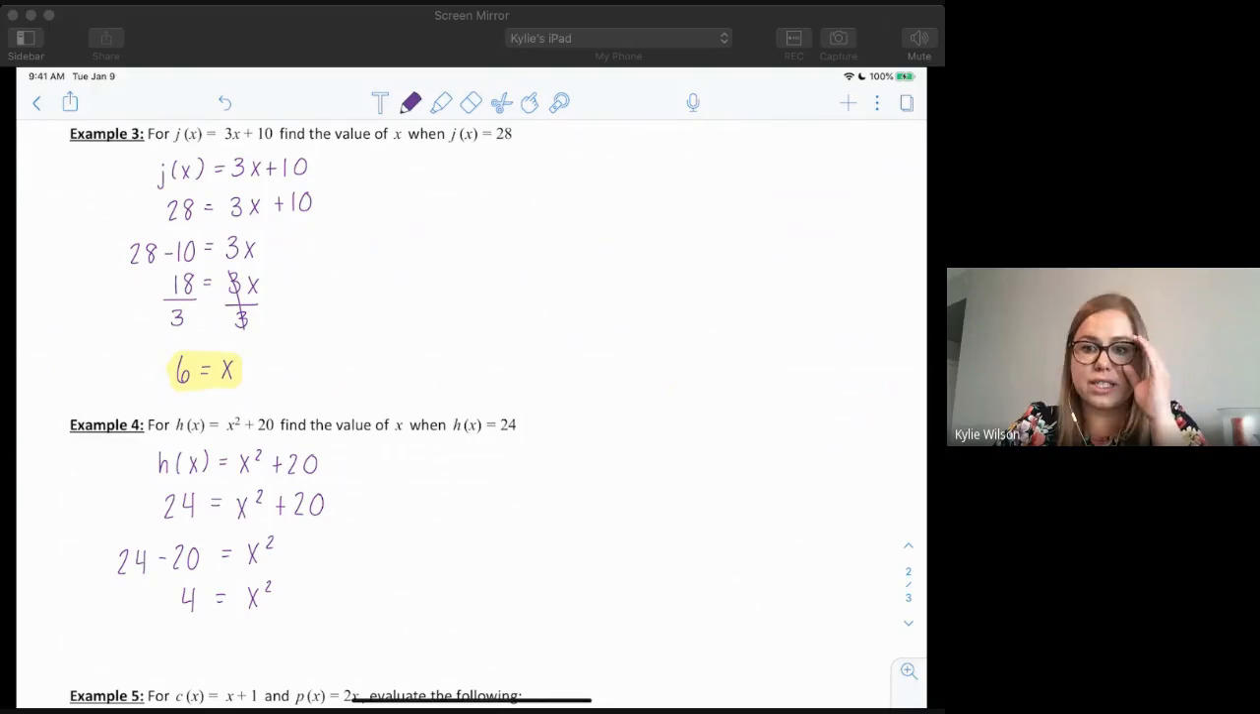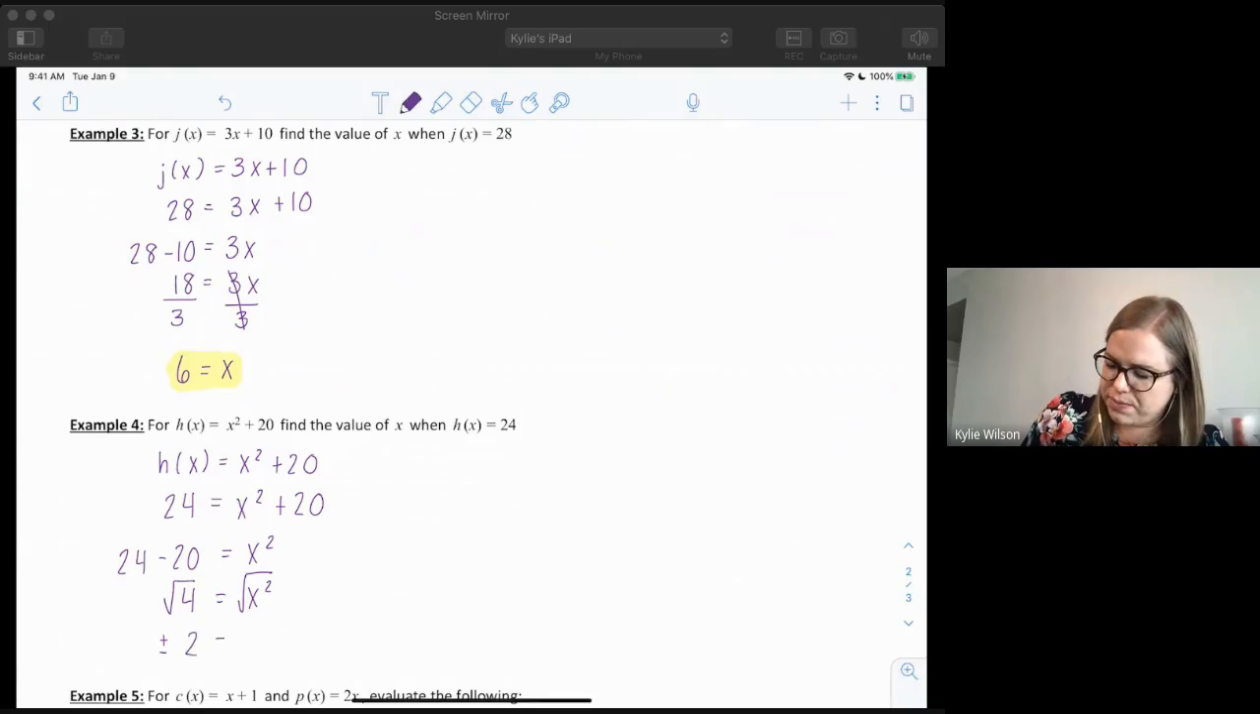But we don't want x squared, we just want x. So we're going to square root both sides, and we will get plus or minus 2 equals x. Remember that plus or minus because 2 squared is 4, and negative 2 squared is also 4. Just don't forget that plus or minus there.